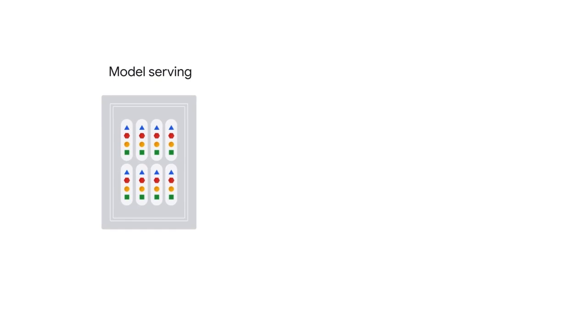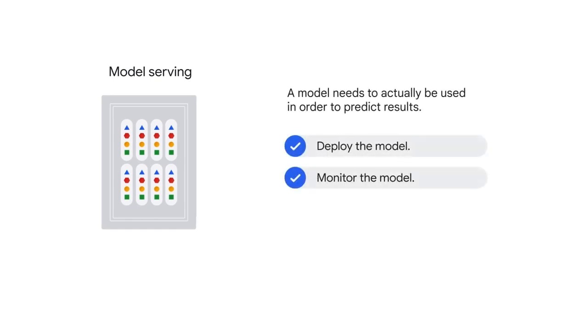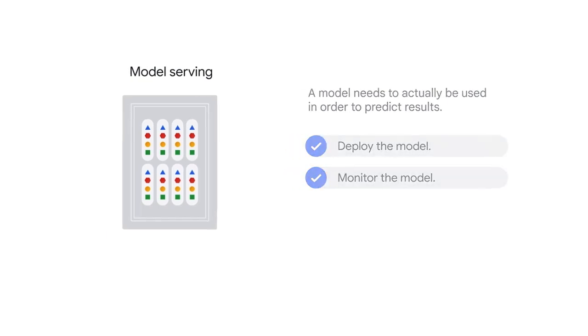The third and final stage is model serving. A model needs to actually be used in order to predict results. This is when the machine learning model is deployed and monitored. If you don't move an ML model into production, it has no use and remains only a theoretical model.